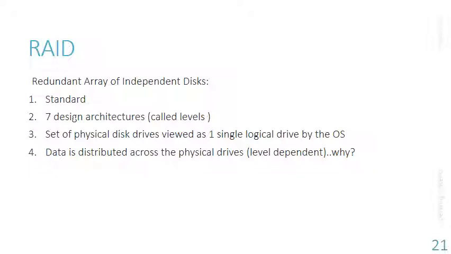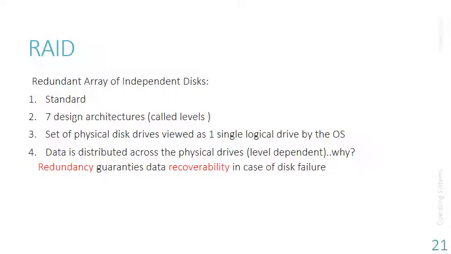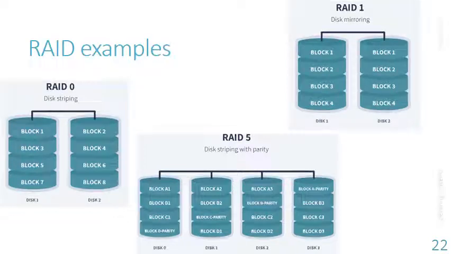However, if I'm distributing the data across 2 disks, this will allow me to recover some of my data, and we're going to talk about it in a little more detail in the upcoming slide. So this is redundancy, and we can recover data in case of disk failure. Let's see 3 out of the 7 architectures, so levels, that I told you about in the previous slide.